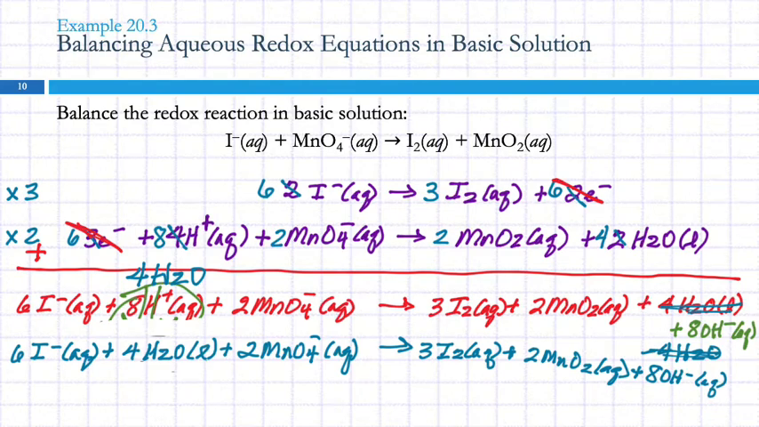I got lost around what we did to the 8 hydrogens to get the 4 H2Os. So I added the 8 hydroxides, and the 8 hydroxides and the 8 hydrogen ions became 8 water molecules. Then I subtracted 4 water molecules from each side. So subtracted all of these, and that brought this down to 4 from 8.